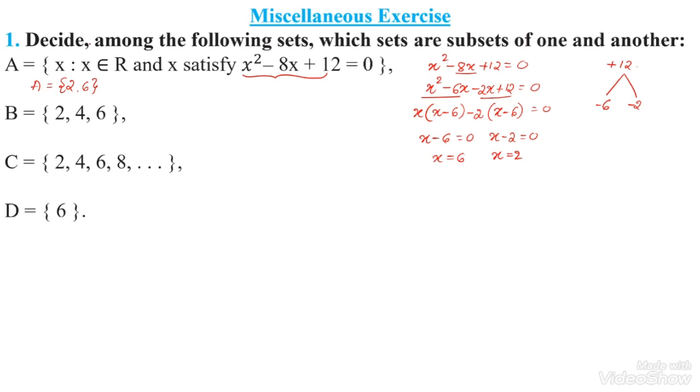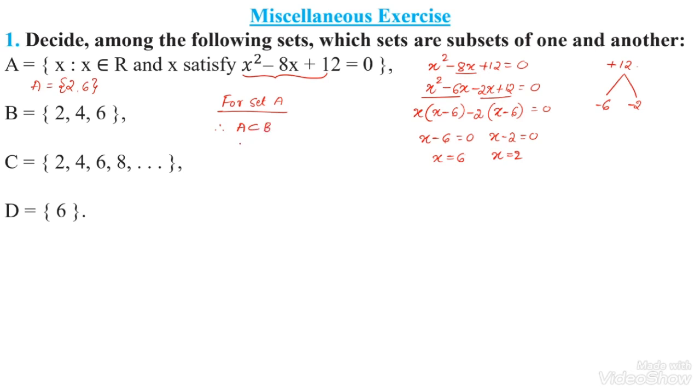Okay. Now, finally, the sets are: A containing the elements 2, 6, B containing the elements 2, 4, 6, C containing 2, 4, 6, 8 and so on, and D containing the element 6. Now, we will check one by one. For set A, since all the elements of A are in B, here A containing 2, 6, these two numbers are present in B. Therefore, A is a subset of B.